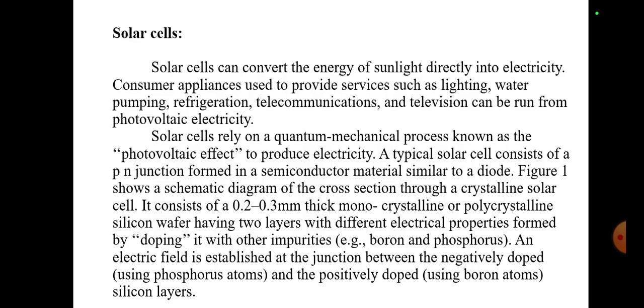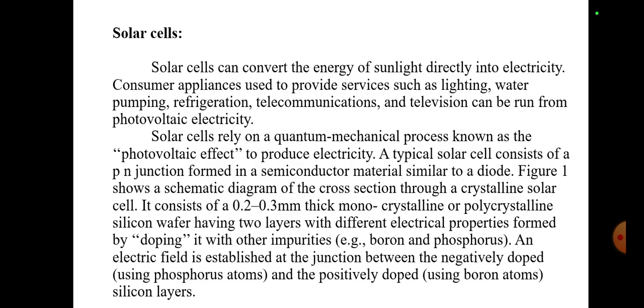Solar cells can convert the energy of sunlight directly into electricity. Consumer appliances used to provide services such as lighting, water pumping, refrigeration, telecommunications, and television can be run from photovoltaic electricity. Solar cells rely on the quantum mechanical process known as the photovoltaic effect to produce electricity. A typical solar cell consists of a p-n junction formed in a semiconductor material, similar to a diode.